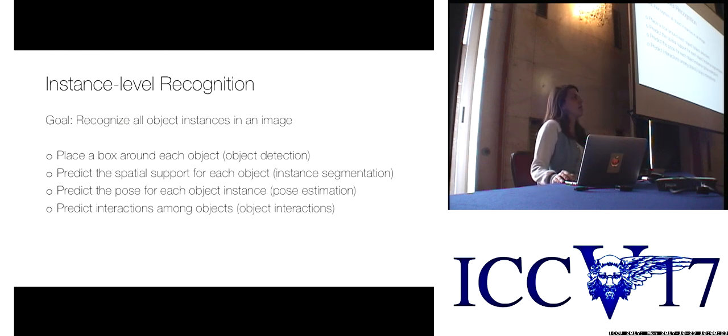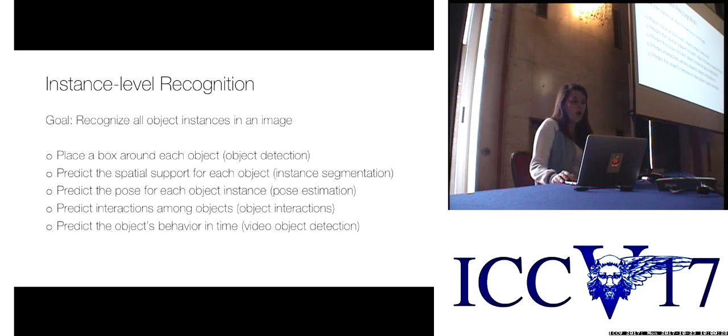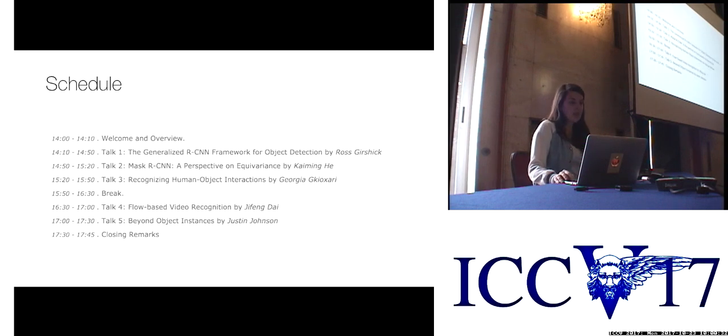And of course, you might want to predict a lot more things, such as interaction between objects, or even predict the object's behavior in time. So today, we have a wonderful set of speakers that will cover almost all of those topics. And we'll start off with Ross, whose talk is titled the Generalized RCNN Framework for Object Detection.